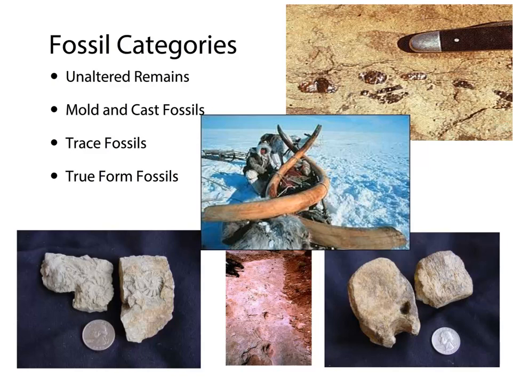Then we have the trace fossils like footprints or tunnels or anything along those lines. And then we have the true form fossils like the amber, which retains the shape of it. However, chemically, they definitely have been altered. Now, I hope that makes sense. And if not, please let me know.